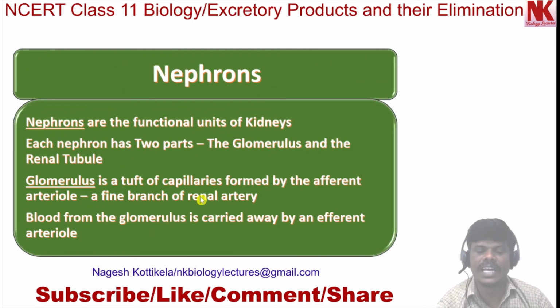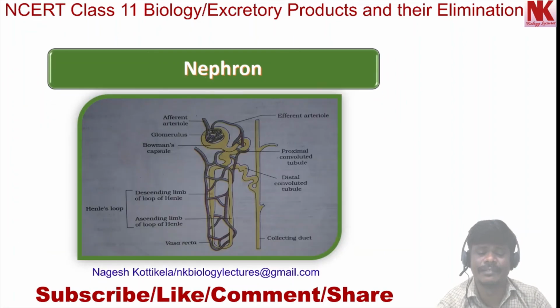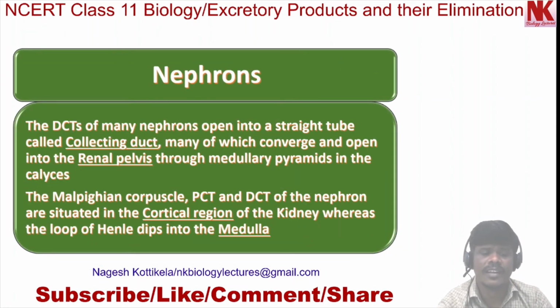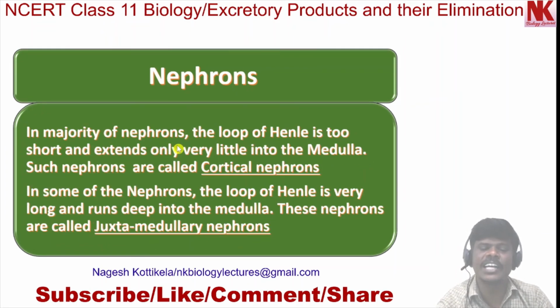Now you can see here, I repeat this once again. Malpighian corpuscle, PCT and DCT of the nephron are situated in the cortical region, whereas the loop of Henle dips into the medulla. Now after this, in majority of nephrons, the loop of Henle is too short and extends only very little into the medulla. And such nephrons are called cortical nephrons.